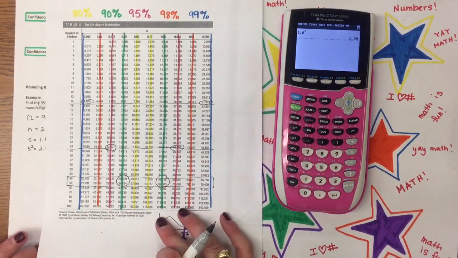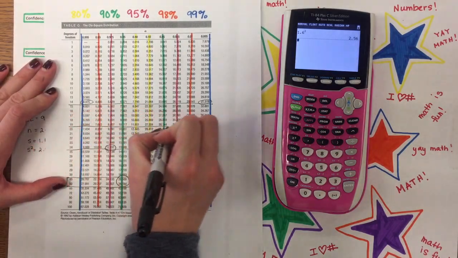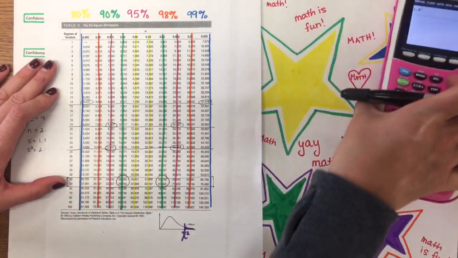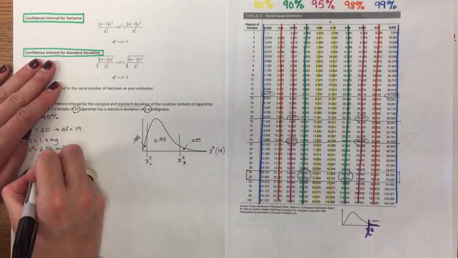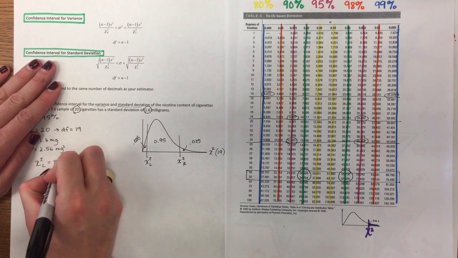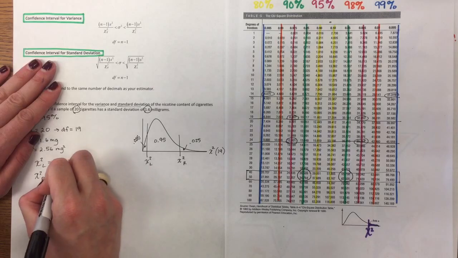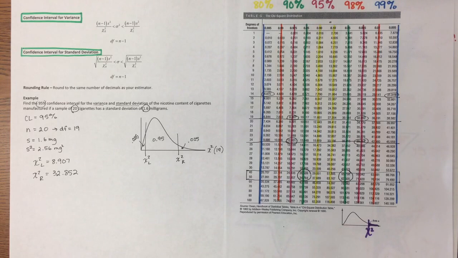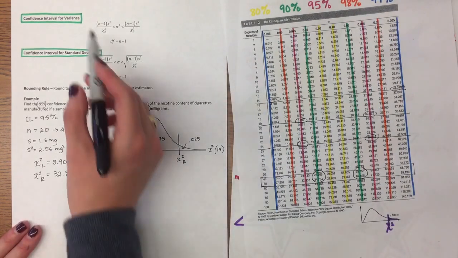I have my doctored up table here. So I have 19 degrees of freedom, which is here, 95% confidence, so that's going to be the pink. So that is 8.907. Chi-square left will be 8.907, and chi-square right will be 32.852. So those are my two chi-square values. Once I have my values of chi-square, n, s squared, s, I can go ahead and use my formulas.